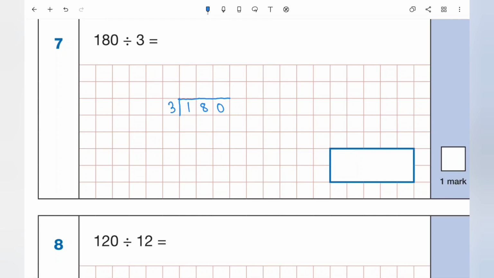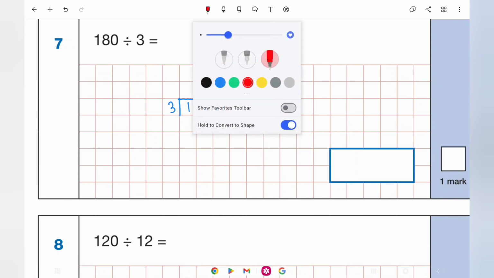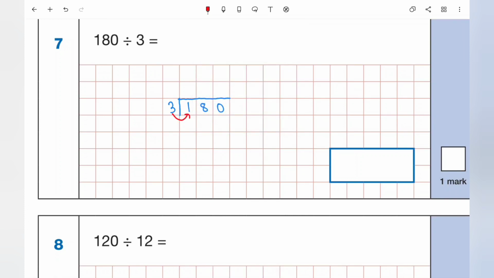So first things first, we need to see if 3 goes into 1. So clearly we know that 3 doesn't go into 1, right? So that means we have to move over to 18. And we need to ask ourselves, does 3 go into 18? Yes, it does. Remember, 3 doesn't go into 1 because 1 is too small. But 3 does go into 18.